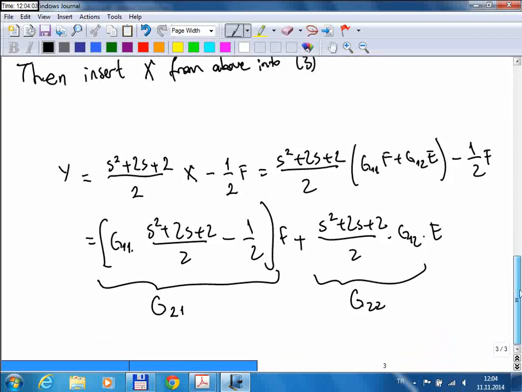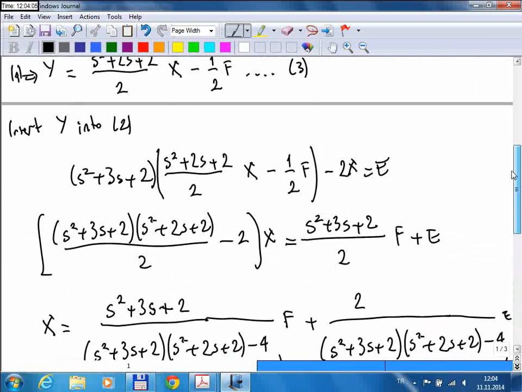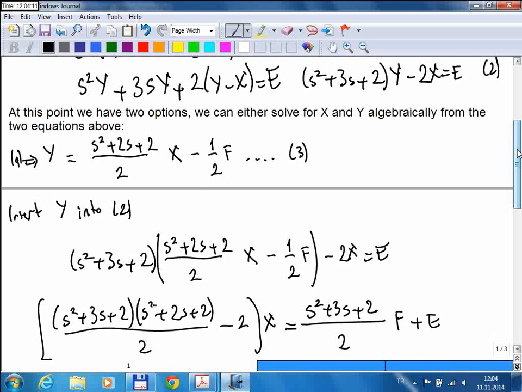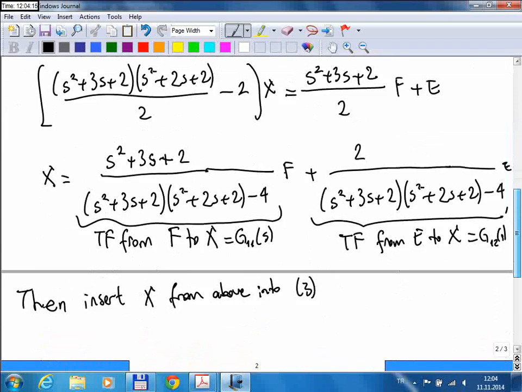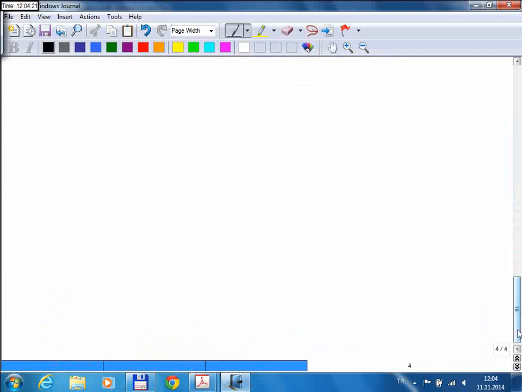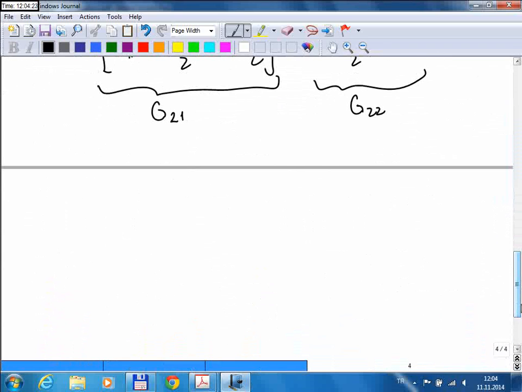I mean, the procedure here is really simple. You're just solving 2 unknowns from 2 equations. And these are algebraic equations, so the solution is really simple. But what you obtain in the end is the elements in your transfer function matrix. So these G terms, the individual transfer functions, are the elements of your transfer function matrix.